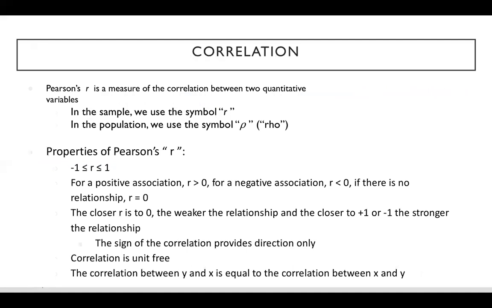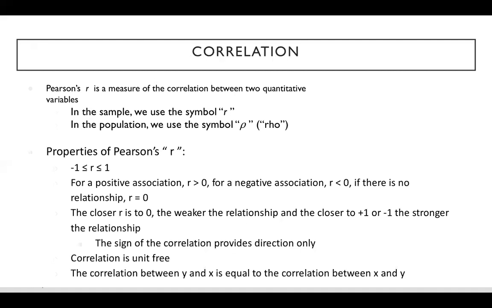So there are 5 properties of Pearson's R. It will range from -1 to +1. For a positive association, R is greater than 0, and for a negative association, R is less than 0. If there is no relationship between the 2 variables, that's when your R will be equal to 0. The closer R is to 0, the weaker the relationship is, and the closer your R is to positive or -1, the stronger the relationship is.